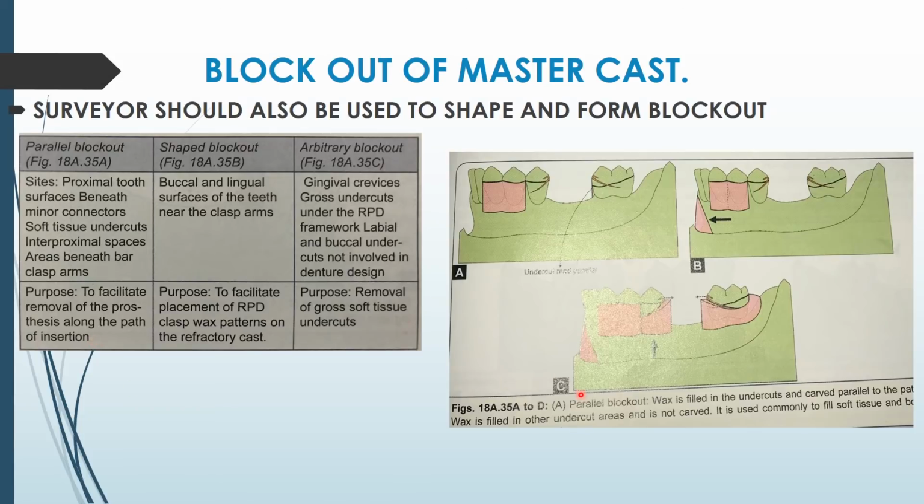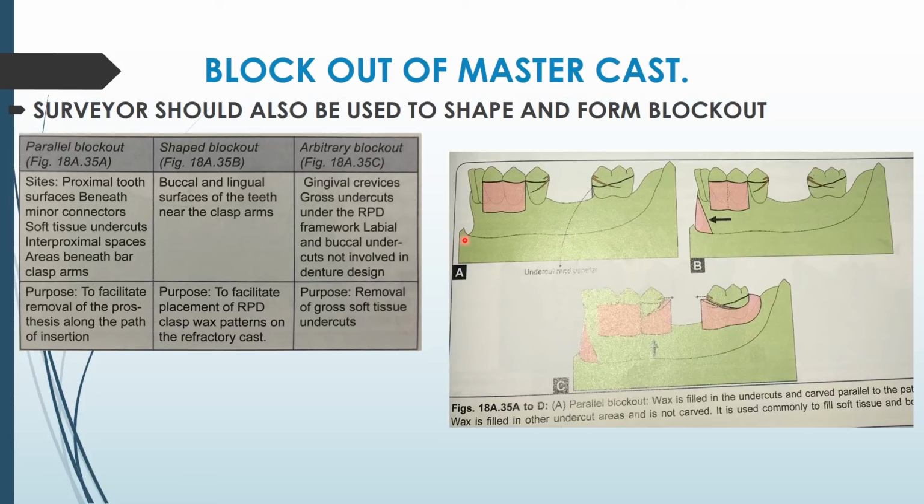So for the parallel blockout, the wax is filled in the undercuts and carved parallel to the path of insertion, and the wax is filled in another undercut and is not carved. So over here, as you can see, you're filling it and carving it on one side, and on the other side you're filling it and not carving it. It is usually used to fill the soft tissue undercut.